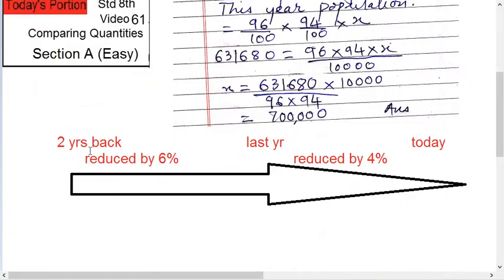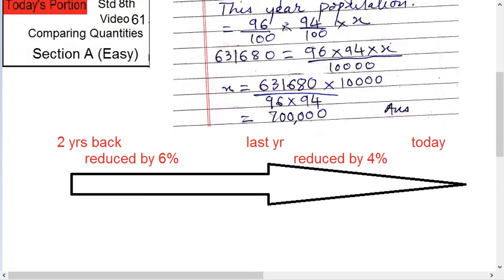So here it's like this. This is the arrow. This is 2 years back. Then it reduced by 6% and then we came to last year, and last year it was 94 upon 100 into x. Then again it reduced by 4%. Then we came to today's population. Today it is 96 upon 100 into 94 upon 100 into x. But today's population is given, that is 631,680.